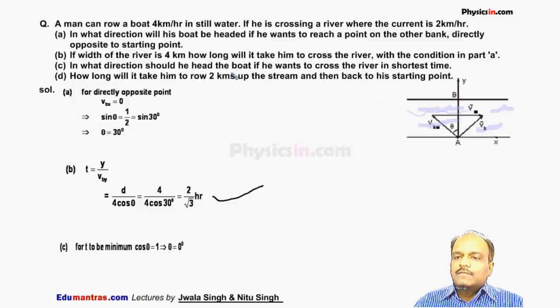In what direction he will head to cross the river in shortest time? We know if he wants to cross the river in shortest time, then he has to move his boat perpendicular to the direction of flow of water, means theta is 0.